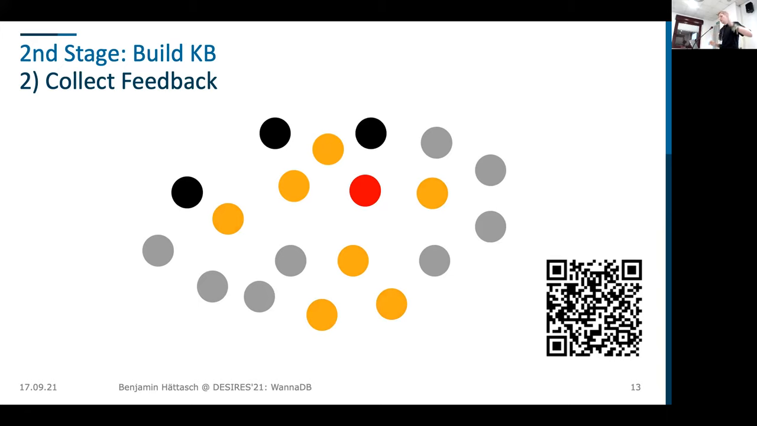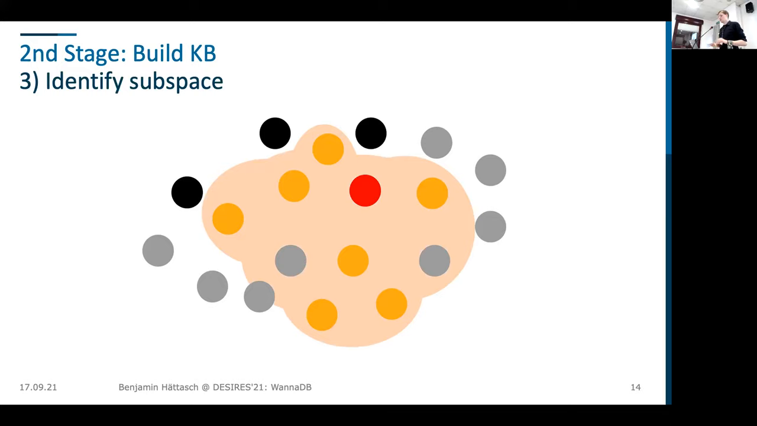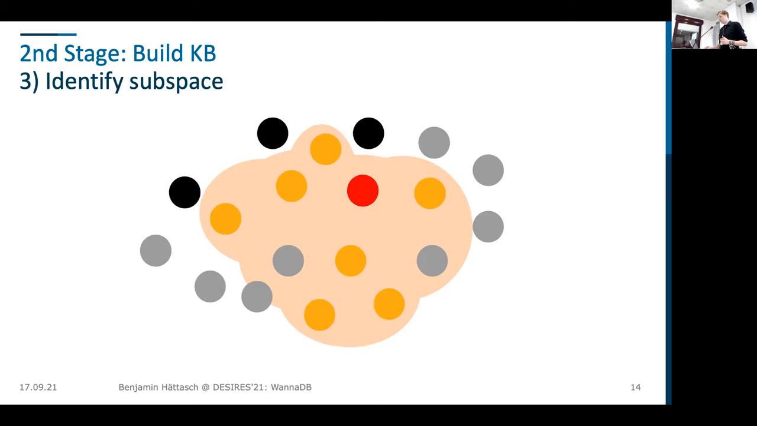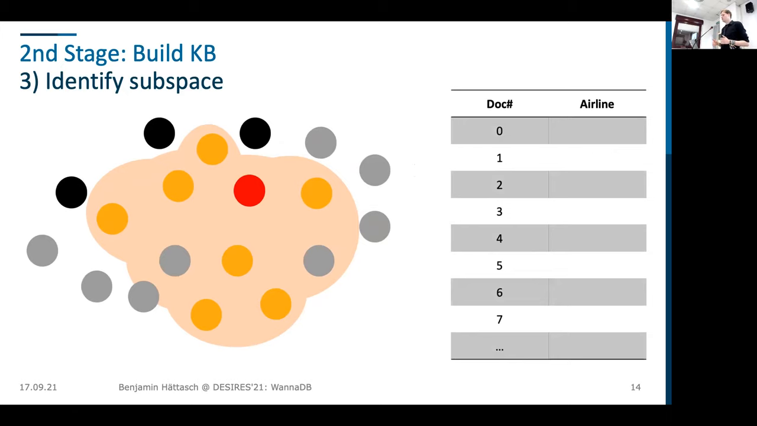And once we collected this feedback, it's just a simple yes or no: is this relevant for an attribute or is it not? So it's really just the user clicking yes or no. And once we collected this, we can identify a subspace which probably contains the relevant attributes that can then be used to initially fill the table.